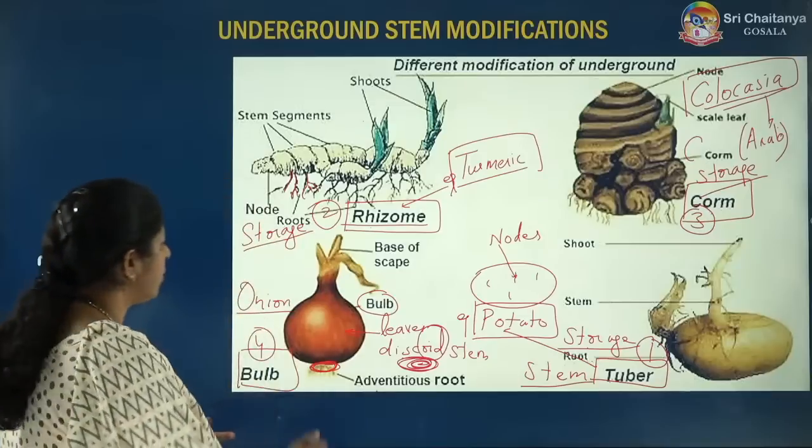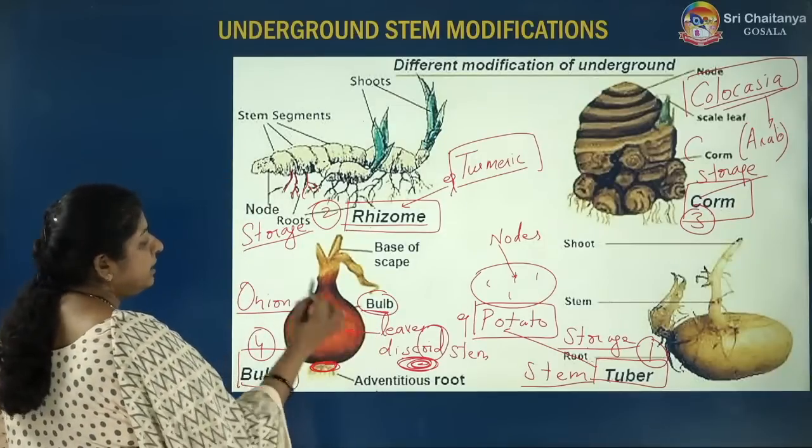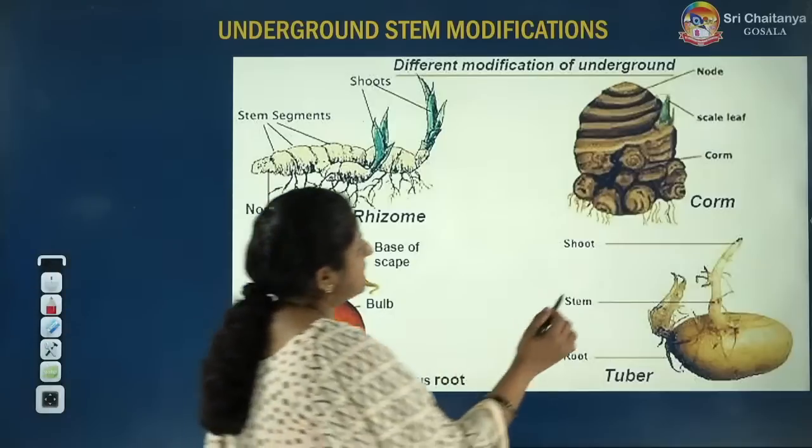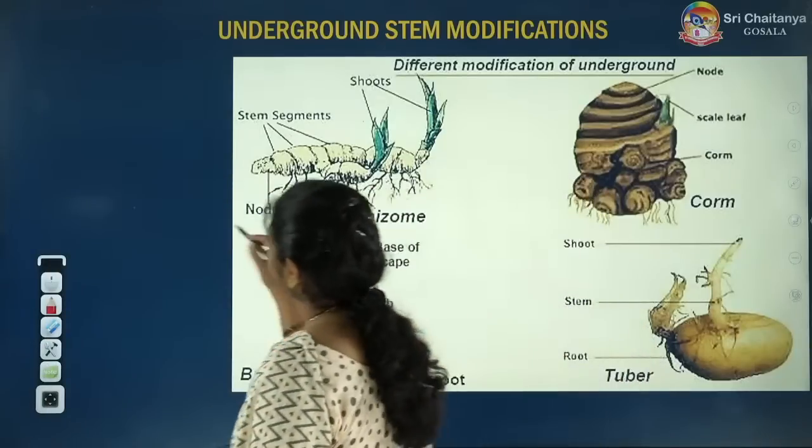Fine. The function of the bulb is that it is the edible leaf part. Fine. Okay, now coming to the next thing after underground stem modification.